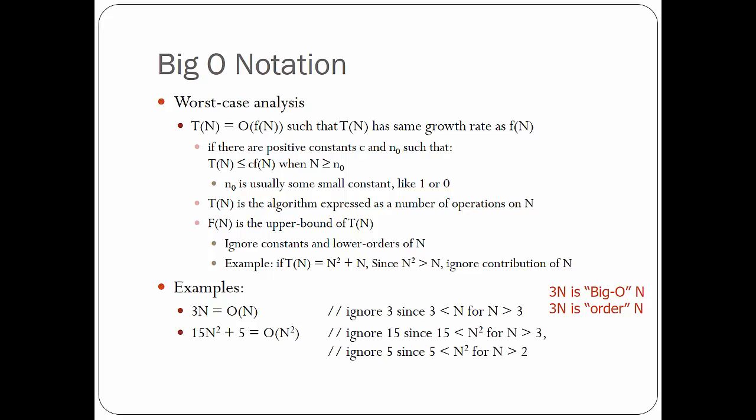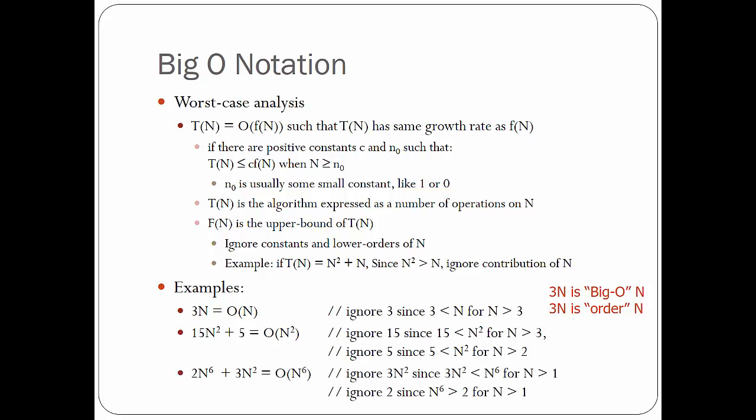Consider 15n squared plus 5. In this case, since 5 grows more slowly than n squared, we ignore the 5, leaving us with 15n squared. Since 15n squared has a worst case growth rate of n squared, we ignore the 15 and say that the function is BigO n squared. Finally, let us consider n to the sixth plus 3n squared. In this case, since n squared has a slower growth rate, n to the sixth dominates this function, so we can safely ignore the n squared term entirely, leaving us with 2 times n to the sixth. Since 2n to the sixth has a worst case growth rate of n to the sixth, we consider this function BigO n to the sixth.